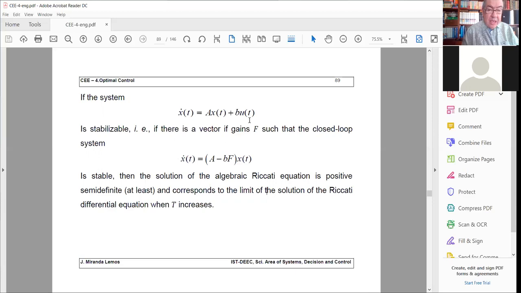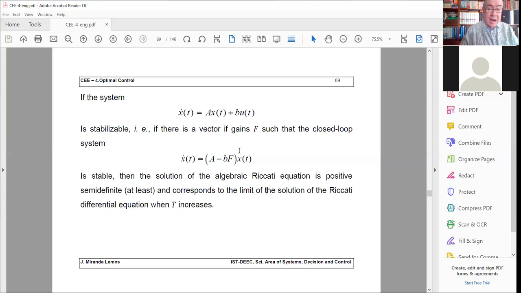What is the notion of stabilizability? It is this one. Suppose that you can find a vector of gains F such that A minus BF, which corresponds to computing the control by feedback associated with the gains F, has all the eigenvalues in the negative real half plane. Then you say that the pair A, B is stabilizable. This is a little bit weaker than asking it to be controllable, because imagine that you have a system in which not all the states are controllable, but the non-controllable states, that is to say the states that you cannot influence by the input, are stable.